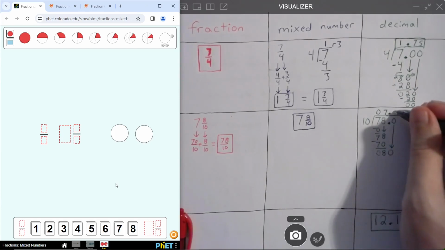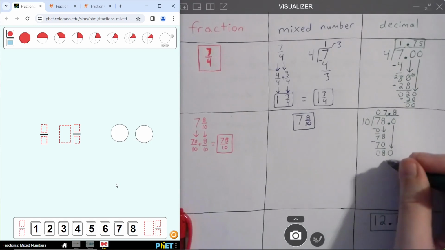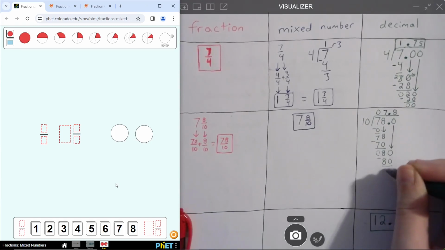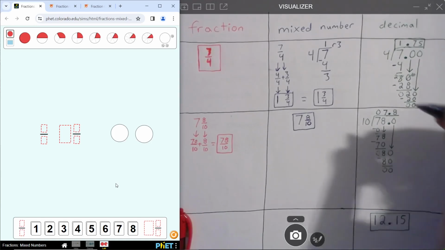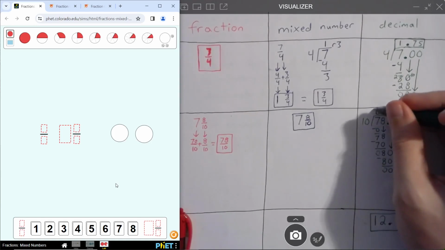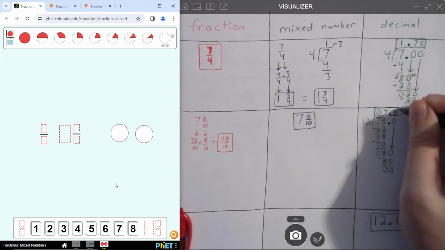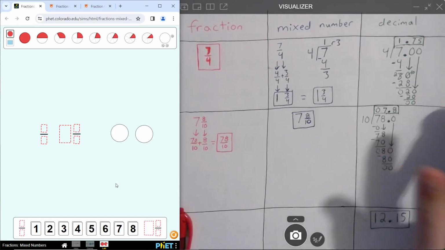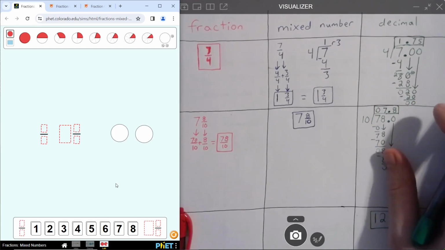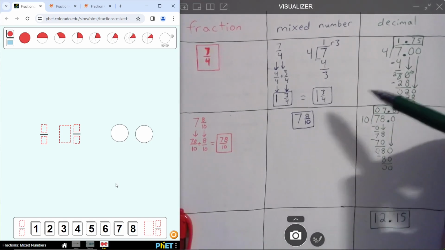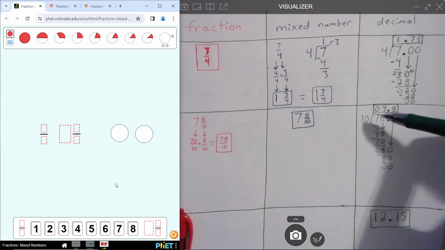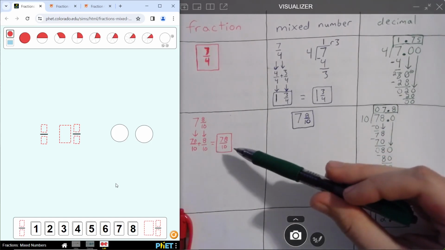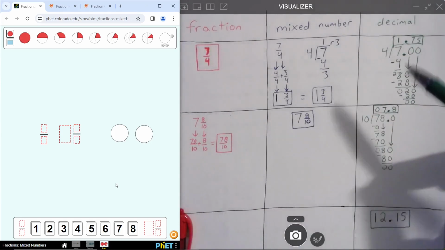And 10 goes into 80 8 times exactly, which is 80. And 80 minus 80 is 0. So we have 7 and 8 tenths. And this 0 can be taken away if you want in the final answer. Also known as 7.8. So that would be dividing the numerator of my improper fraction by the denominator.